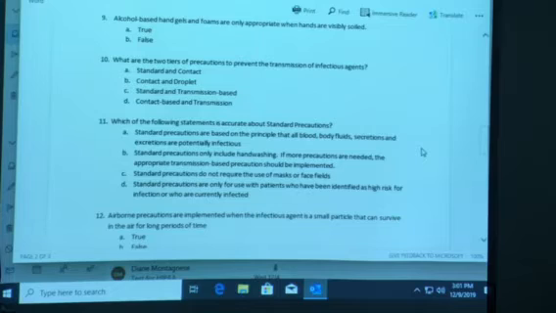Question number 9. Alcohol-based hand gels and foams are only appropriate when hands are visibly soiled. A, true. B, false.